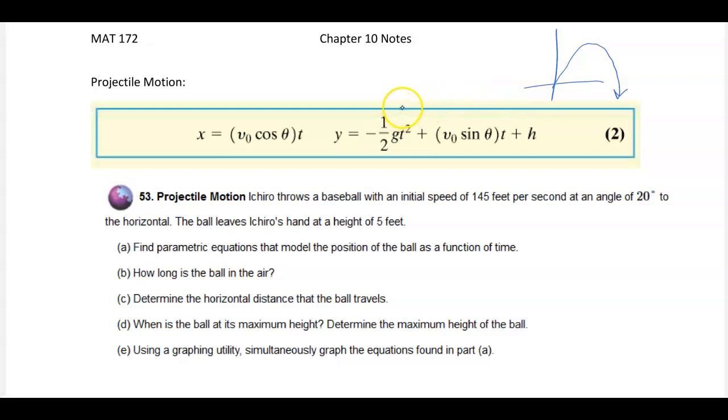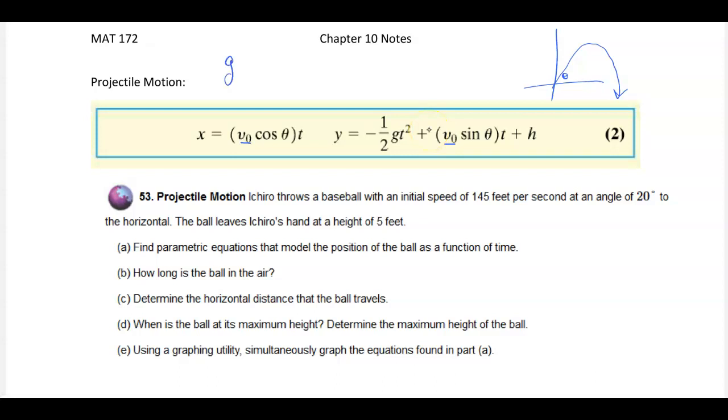But now we're thinking about the parametric form, so we can think about this in terms of time. Our x is going to be modeled by v naught, v sub 0, cosine of theta t, and y is going to be modeled by negative 1/2 g t squared plus v naught sine of theta times t plus h. Theta is the angle that something is thrown. Okay, v naught is the initial velocity, and g is your gravitational force.